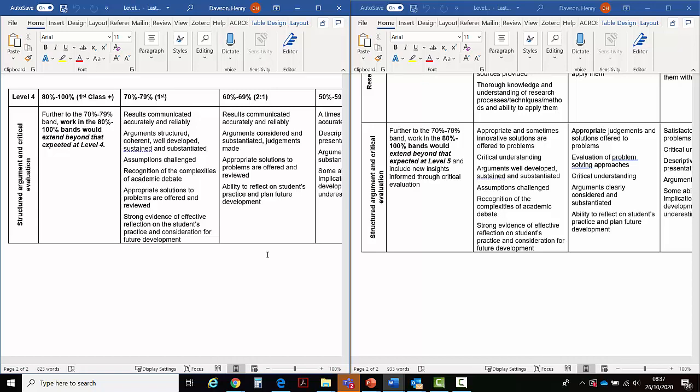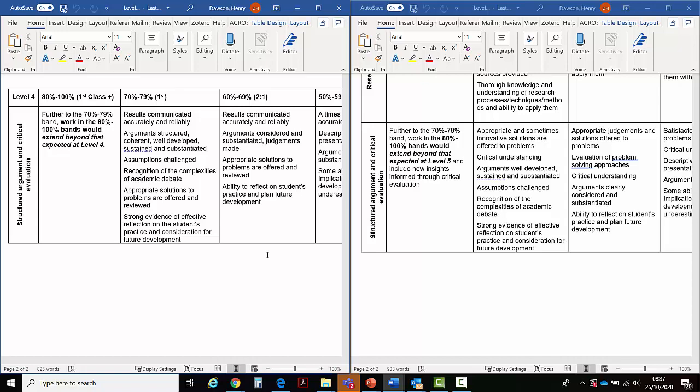it suggests a step further with appropriate and sometimes innovative solutions offered to problems, indicating some more lateral thinking and some more original thinking on the part of the students. There's a requirement for a critical understanding, which is articulated quite clearly, but not really mentioned previously at level 4. Assumptions and arguments and complexities of academic debate look fairly similar, and there's strong evidence of effective reflection on the student's practice, and consideration for future development is also remaining the same at level 5.